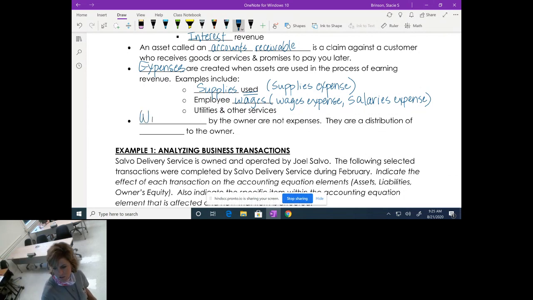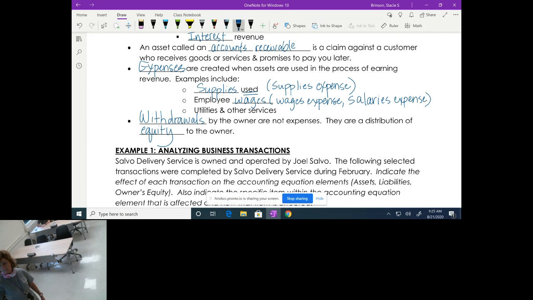Okay, if you see where an owner is getting money, that is called a withdrawal. Withdrawals are not expenses. Withdrawals by the owner are distributions of equity. So essentially the owner is taking equity out. And since it's a sole proprietorship and it's his business or her business, that is their right to do that as long as there's money there.